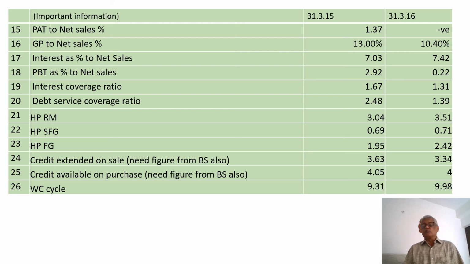The DSCR was 2.48, very comfortable during the period 2015, but has declined to 1.39, which gives us an indication whether the company will be in a position to service the term debt.